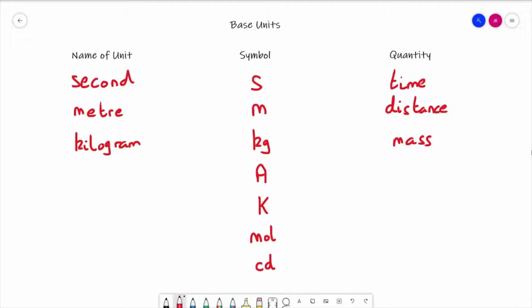Now hopefully the next one you'll recognise as well. It's known as the ampere, and it measures current. More specifically, it measures electric current. Now K you may or may not have seen before. Some of you may recognise it. It is the Kelvin and is the measure of temperature.